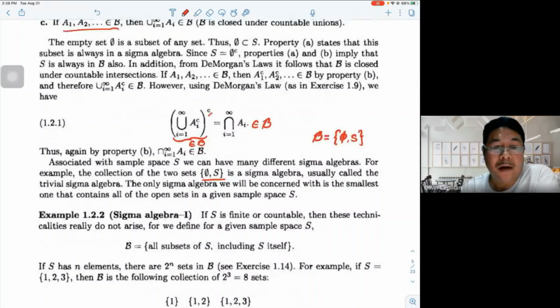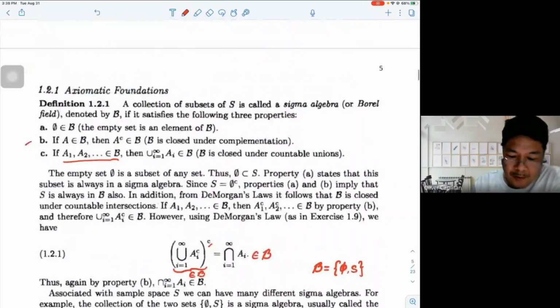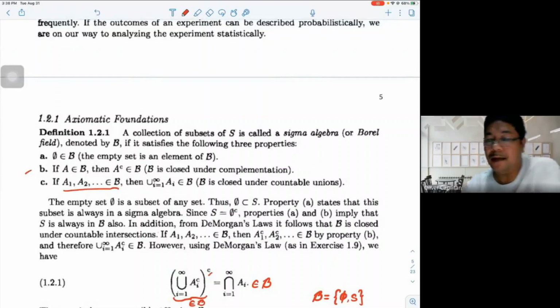So the only sigma algebra we will be concerned with is the smallest one that contains all of the open sets in a given sample space S. Excuse me for a while. I'm going to write here the mathematical definition of an open set, so you'll know what its definition is.